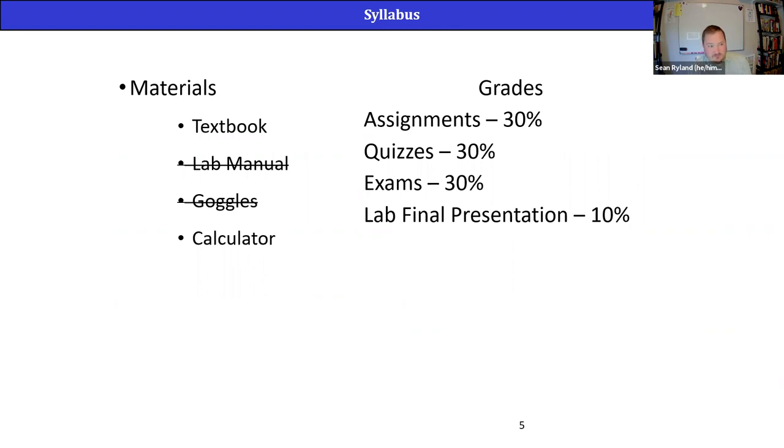About the same setup as we've seen before for grades. Assignments, including labs and any homework, are going to be 30%. Quizzes are 30%, and your exams will be 30%. And then you will do a lab final presentation that'll be very similar to what we did for fall, where you find a research paper and then present it to the class.